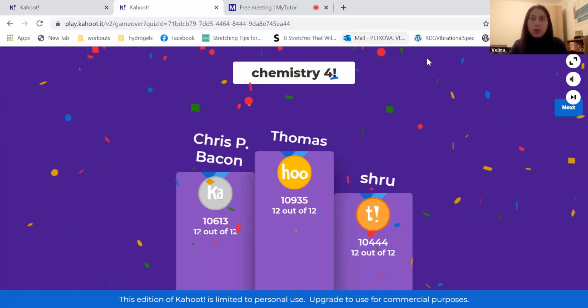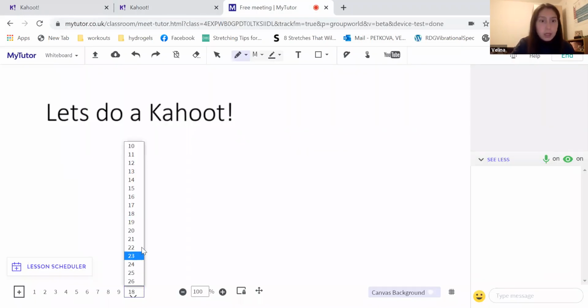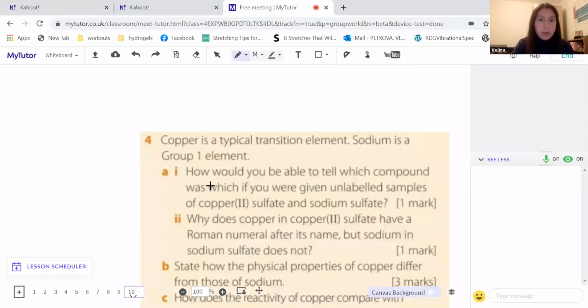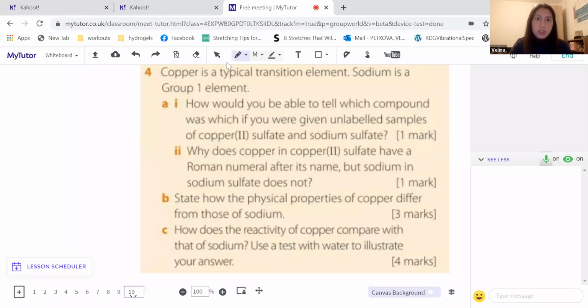questions now. So now we're going to do some questions on this topic. So now this is a transition metal question. How would we be able to tell which compound was which if you were given unlabeled samples of copper sulfate and sodium sulfate? Do people have any ideas how they might be able to differentiate them? Brilliant, I can see a correct answer.